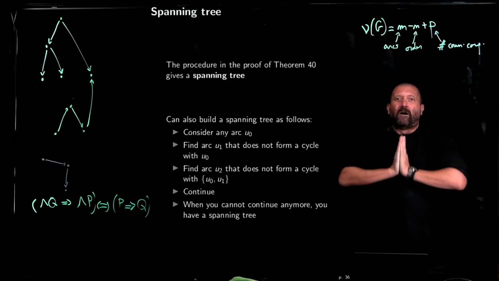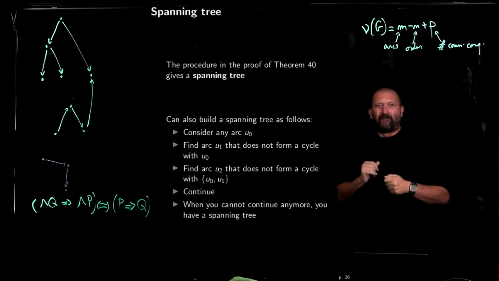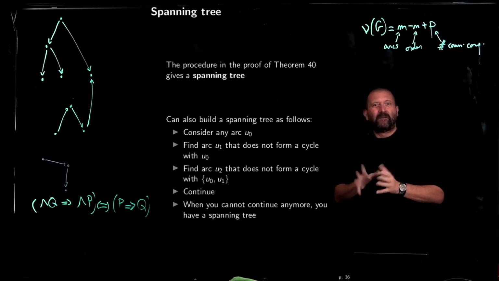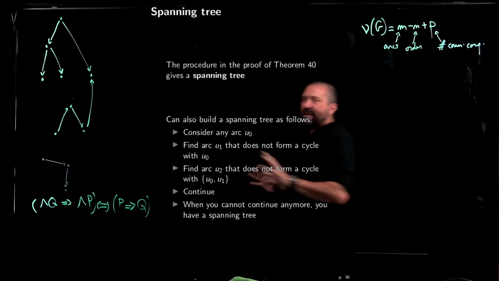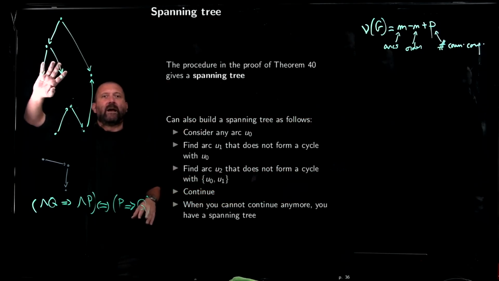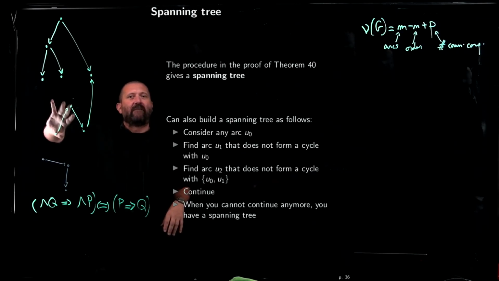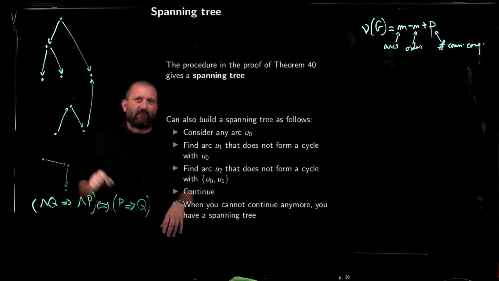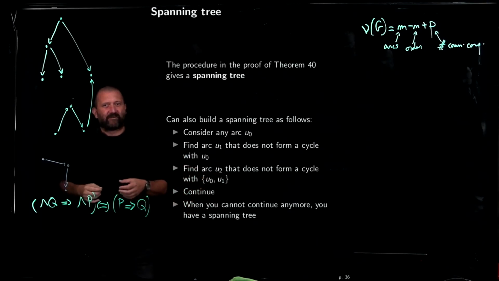So that thing that I just did, removing the arcs that did not cause disconnection of the graph, allows me to create what's called a spanning tree. But I could also do the following. Take any arc and find an arc that doesn't form a cycle with it. And then find another arc that doesn't make a cycle, and so on. Once you've found all these arcs, what you have is a spanning tree.